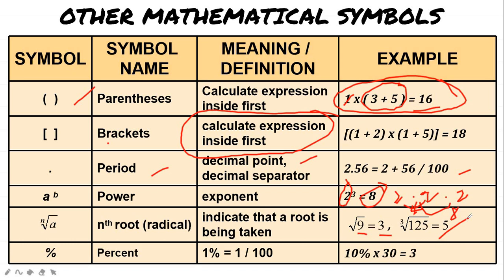So 1% is equal to 1 over 100. So 10% of 30 is equal to 3.